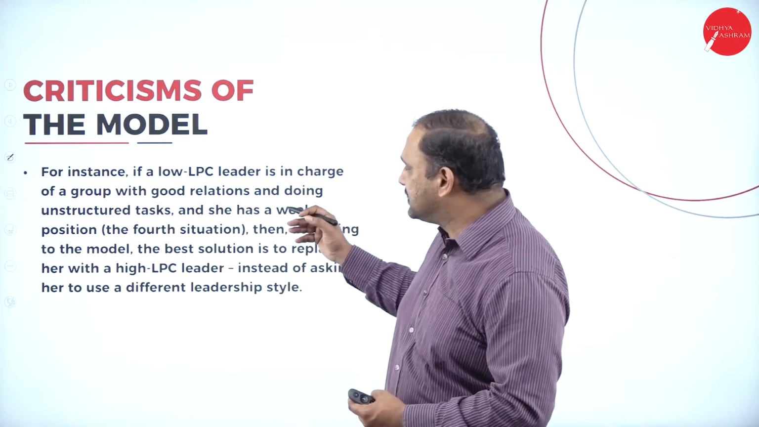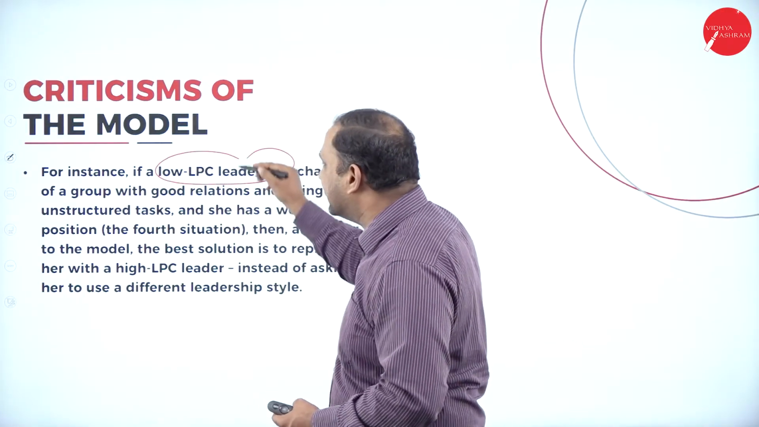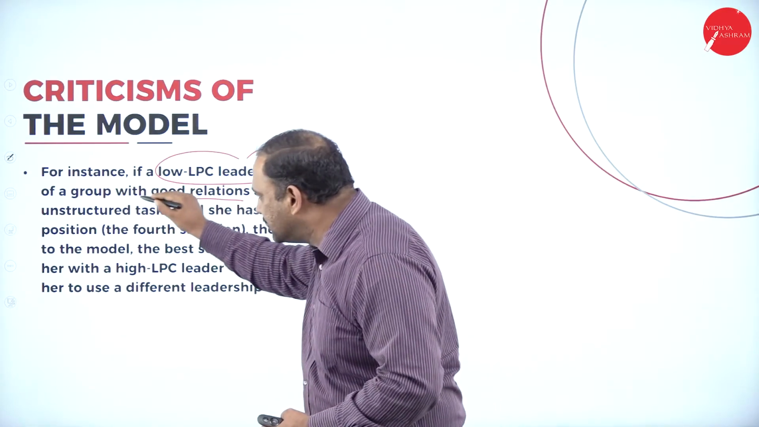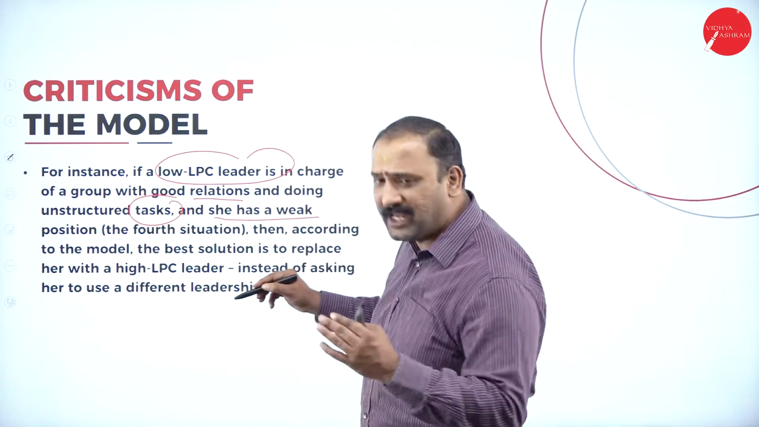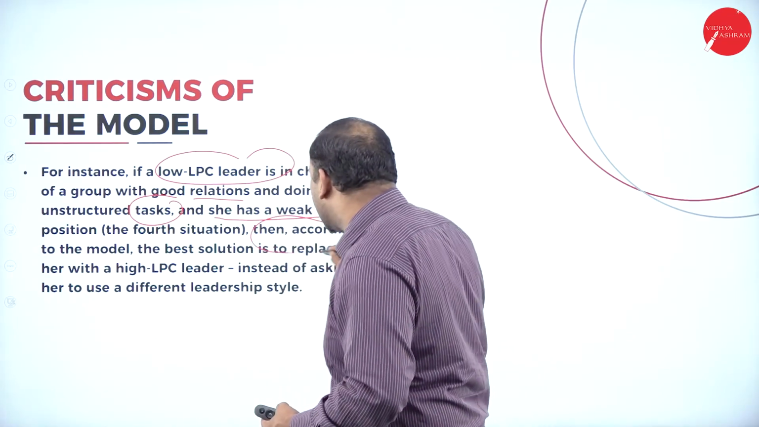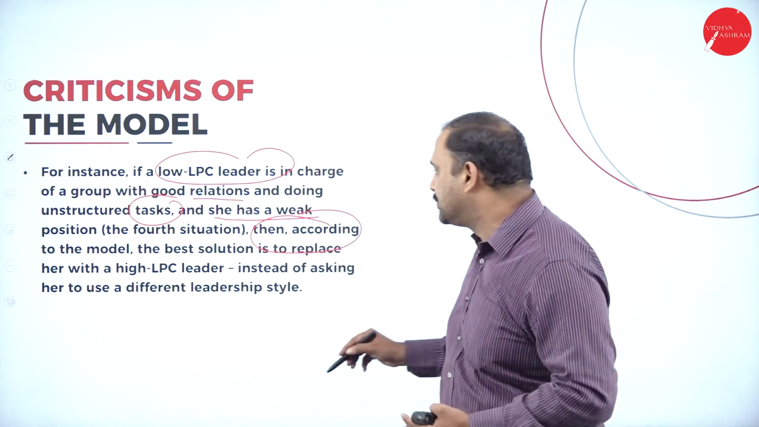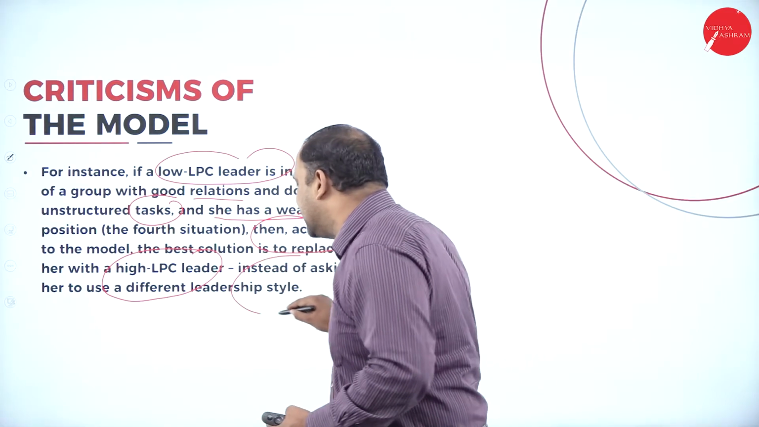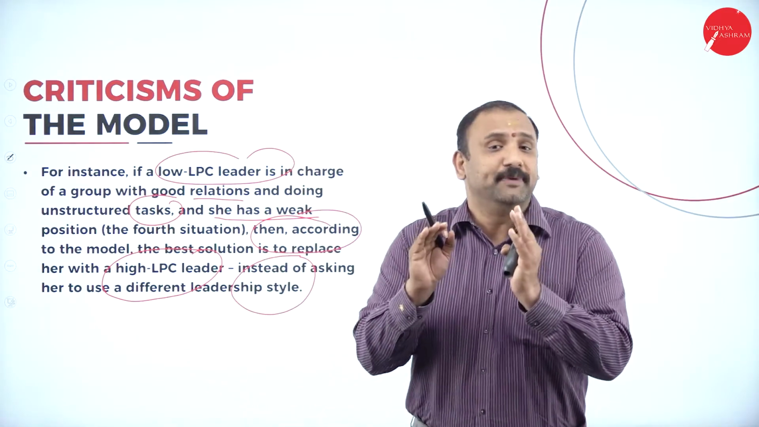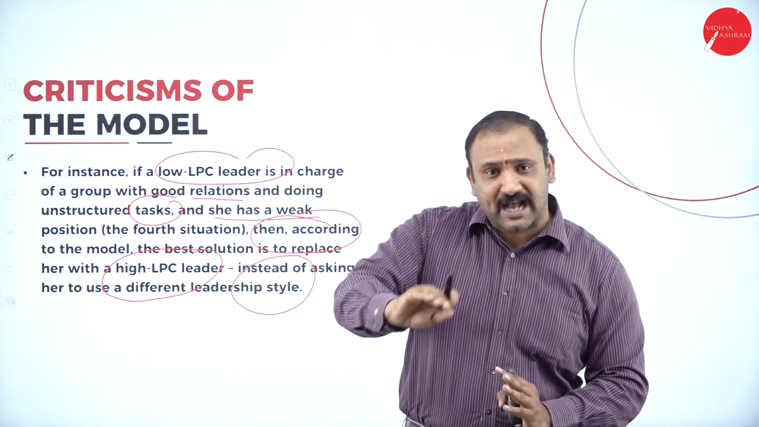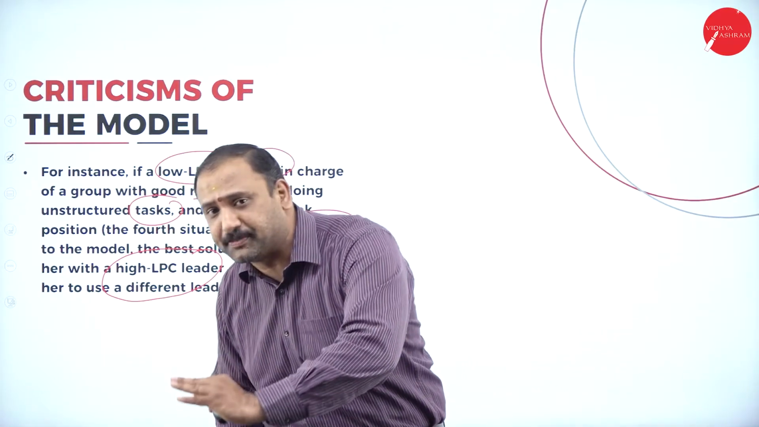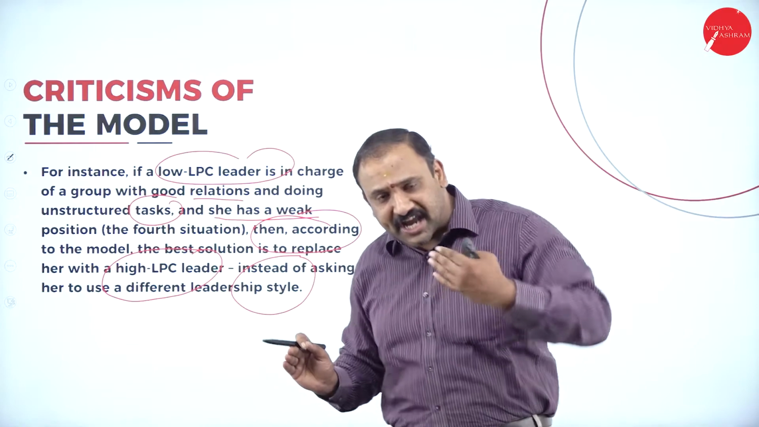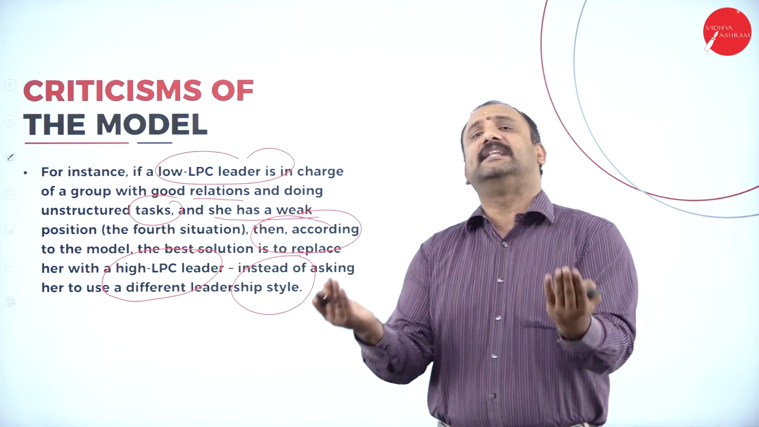Followed by, for instance, if a low LPC leader is in charge of a group with good relations doing unstructured tasks, and she has a weak position, that is the fourth situation, then according to the model, the best solution is to replace her with a high LPC leader instead of asking her to take a new leadership style. Which means that though she might be task oriented, if she has a relationship quotient working, there is no point in asking her to change her style. Rather, let's replace the leader itself.